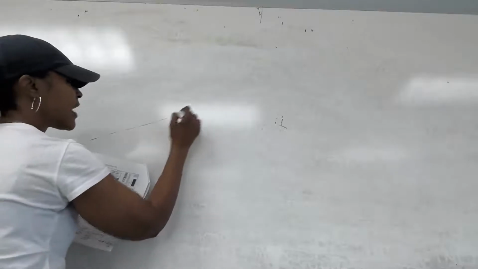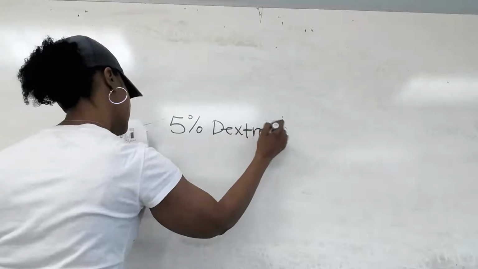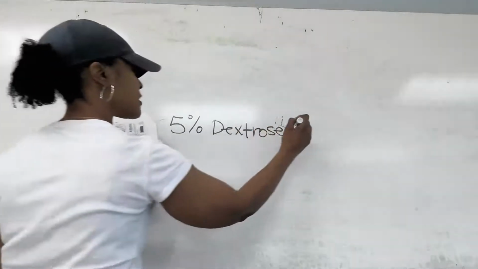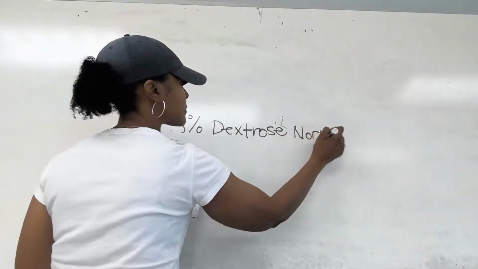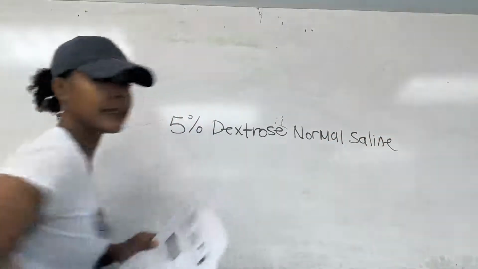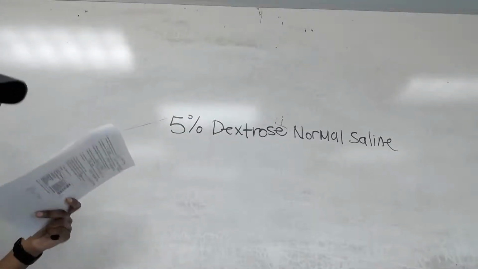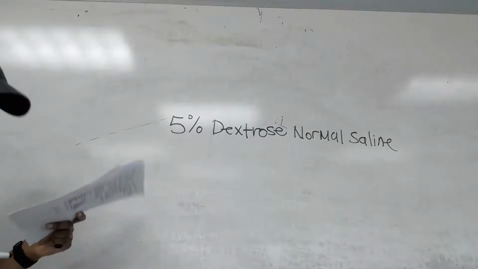All right. Number 28. These are IV fluid abbreviations. D5 normal saline. What is the interpretation of that one? How should it be written? It should be written like this: 5% dextrose, normal saline. That is the interpretation of D5 normal saline, D5NS. It's 5% dextrose and normal saline.